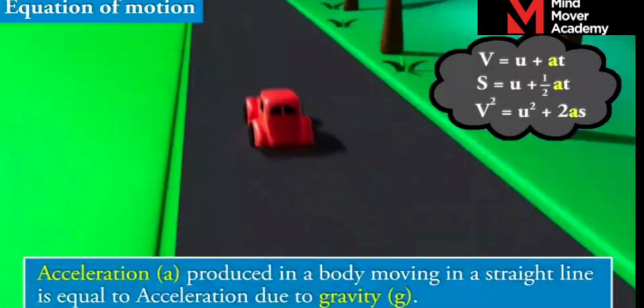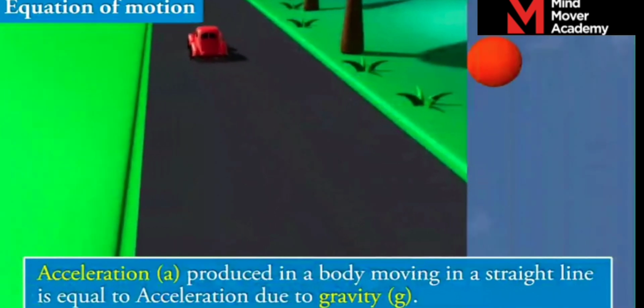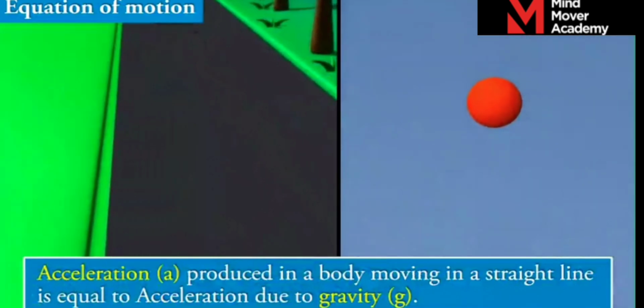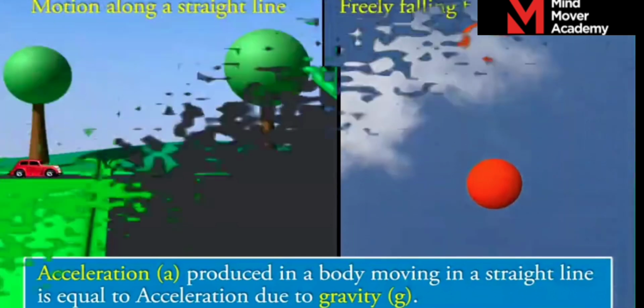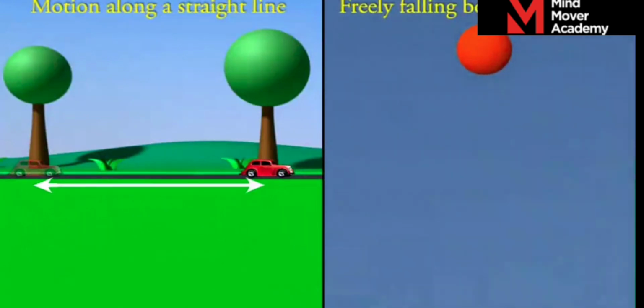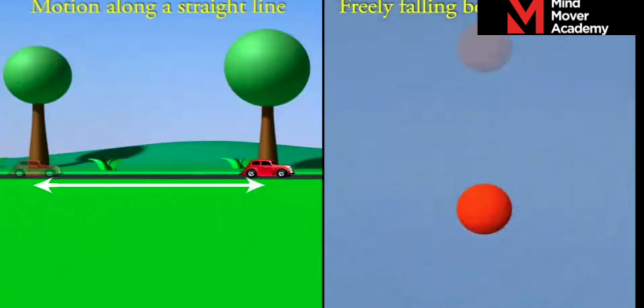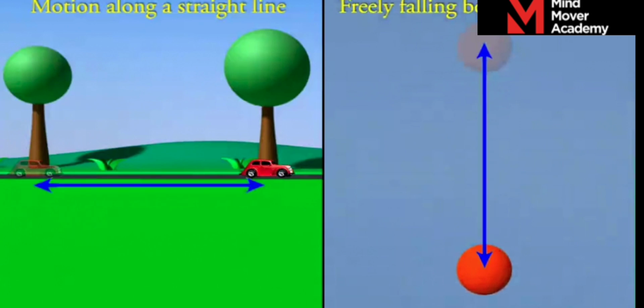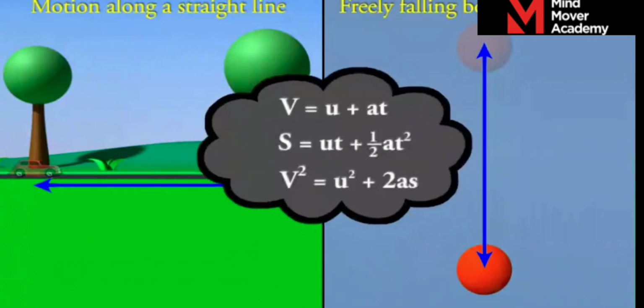So acceleration, a, produced in a body moving in a straight line is equal to acceleration due to gravity, or g. Distance traveled by a body along a straight line is equal to height above the surface of the earth, that is, vertical distance traveled by a freely falling body. So, the equations of motion for a freely falling body can be obtained from the general equations of motion by replacing acceleration a by acceleration due to gravity g and distance s by the height h.